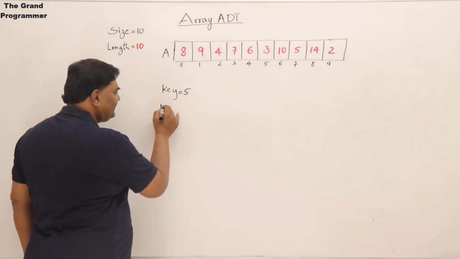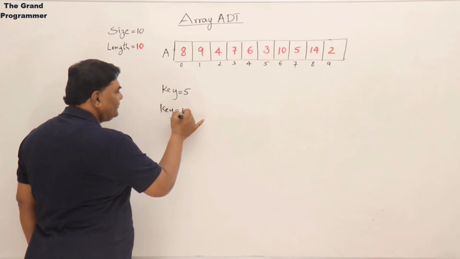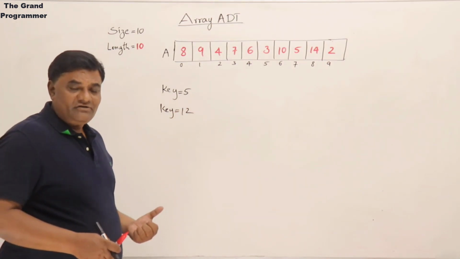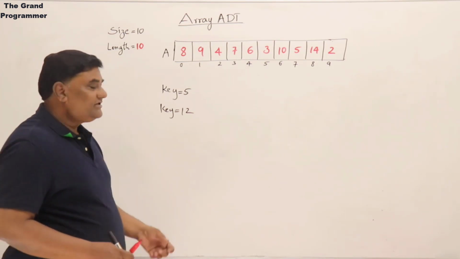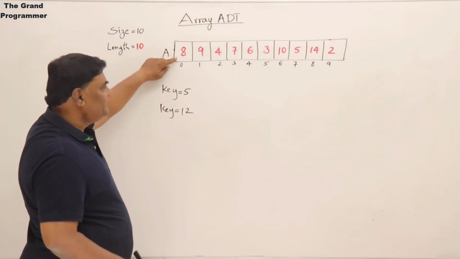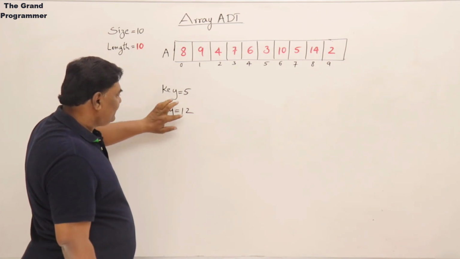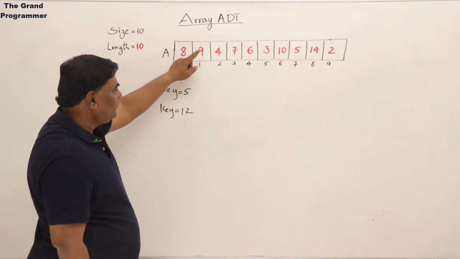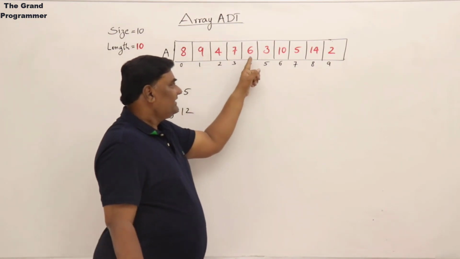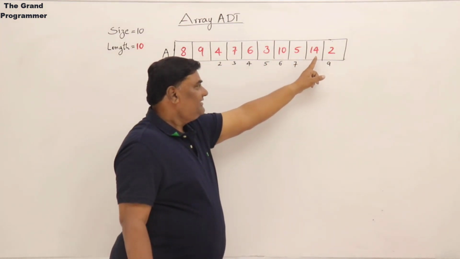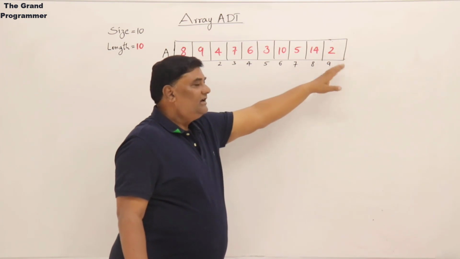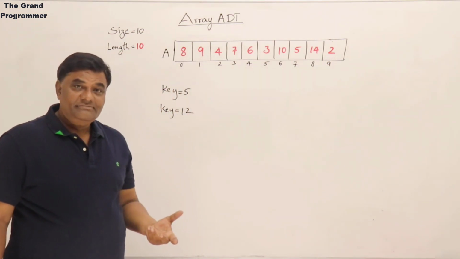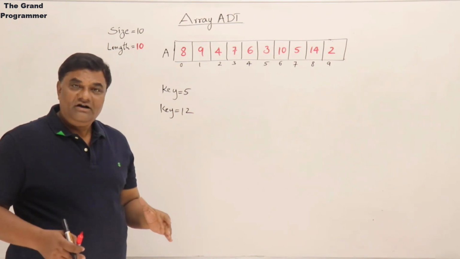This time I'll take the key element. Key is 12. Let us find out whether 12 is present or not. We'll follow the same procedure. We'll start from the very first element in the list and compare 12. Is it 12? No. Go to the next element. Is it 12? No. Go to the next element. Even this is not 12, this is not 12, then we have reached the end of the list. So if we have reached the end of the list, it means the element is not found.